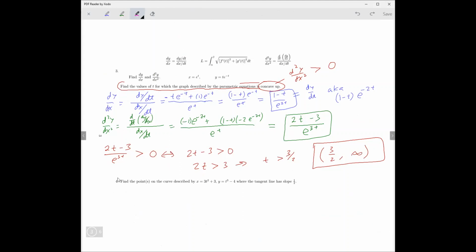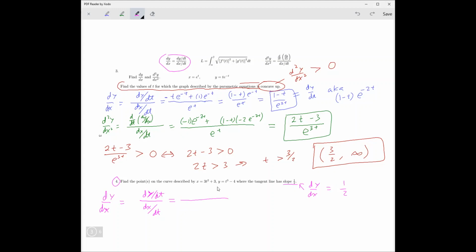Number 4. Find the points on the curve described by this, where the tangent line has slope 1/2. Okay, so they want the points where the tangent line has slope 1/2. So this means dy/dx is equal to 1/2. So what we're going to do is solve that, set that equal to 1/2. First of all, I'm going to calculate dy/dx, which is dy/dt divided by dx/dt, just from the chain rule, or from this equation here.